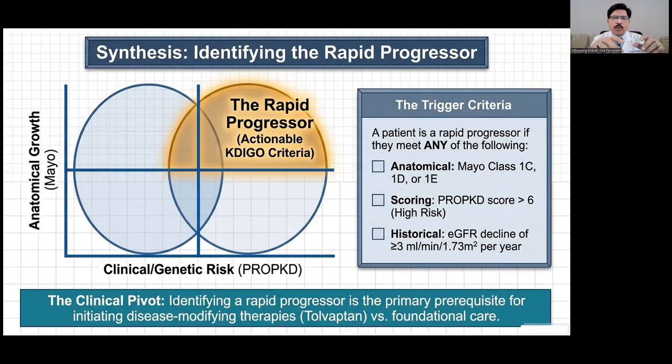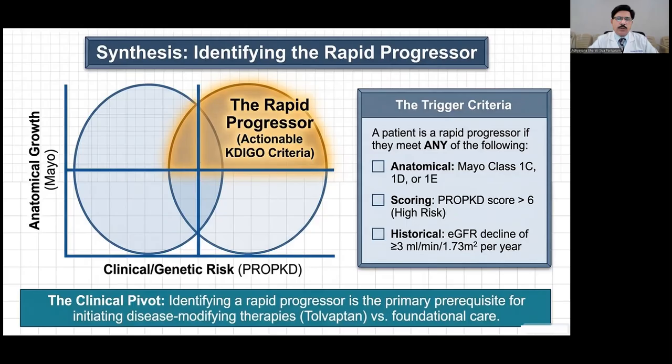Then 3 boxes are okay. The 4th box, where the genetic ProPKD risk score is high, and also the Mayo imaging grading, the anatomical grading, is D or E, that is the rapid progressor. Patients in the rapid progressor group have Mayo imaging score 1C, 1D, 1E, ProPKD score more than 6, and eGFR decline more than 3 ml per minute per year. Such cases are called rapid progressors.